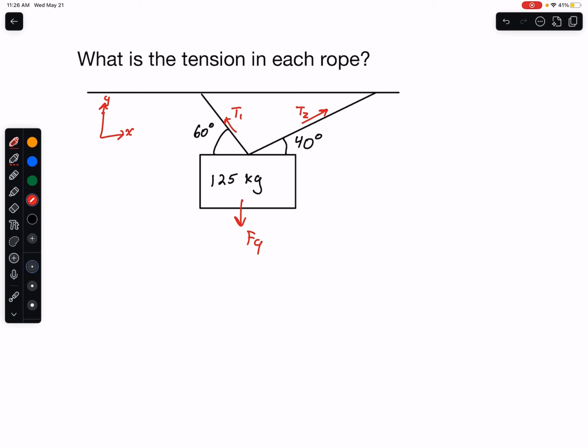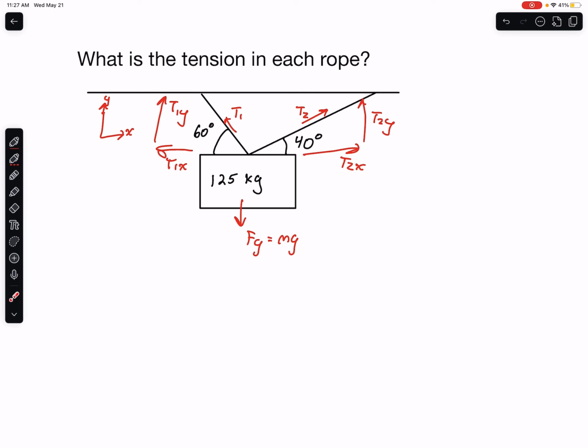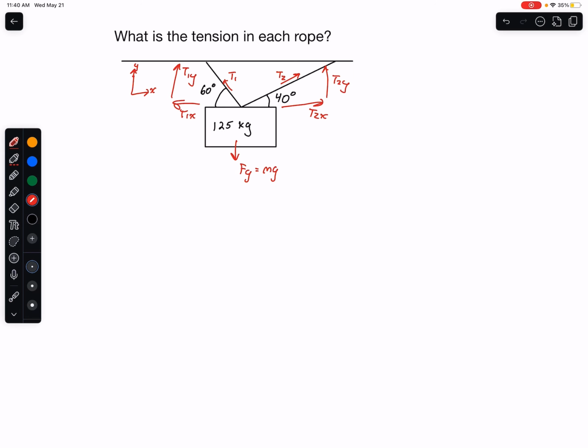We have the force of gravity, which is equal to mg. We have tension 1 in the x direction and tension 1 in the y direction when we break it down, and tension 2 in the x direction and tension 2 in the y direction. Dividing it like this makes it easier to solve the problem because we can split the diagonal force into two acting forces individually, and this helps us later with our sum of the forces equals 0 in the x and the y direction. The next thing I like to do is solve in terms of t1y and t1x and t2y and t2x. So let's go ahead and do that.